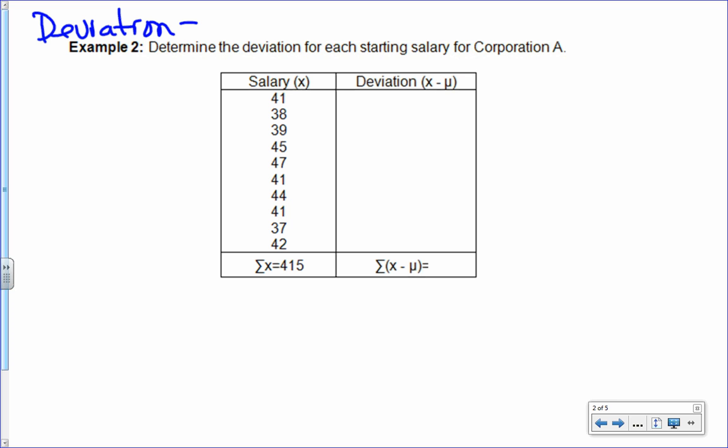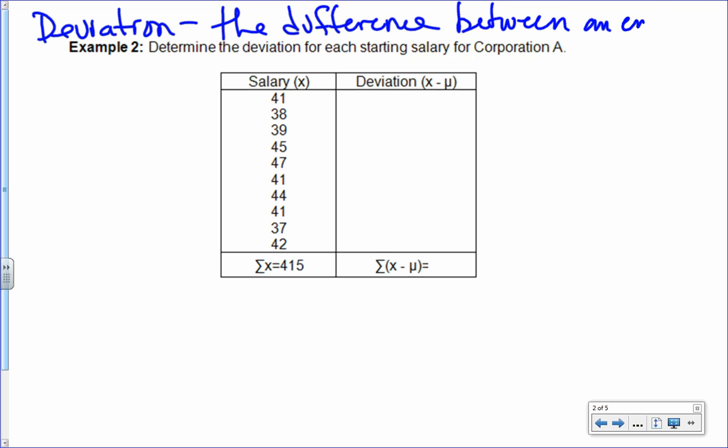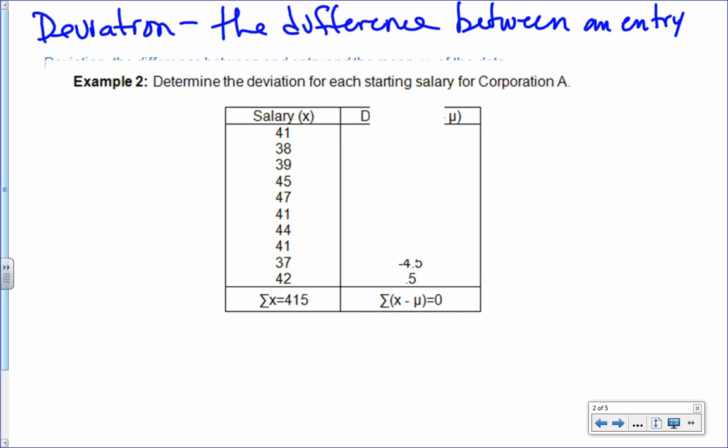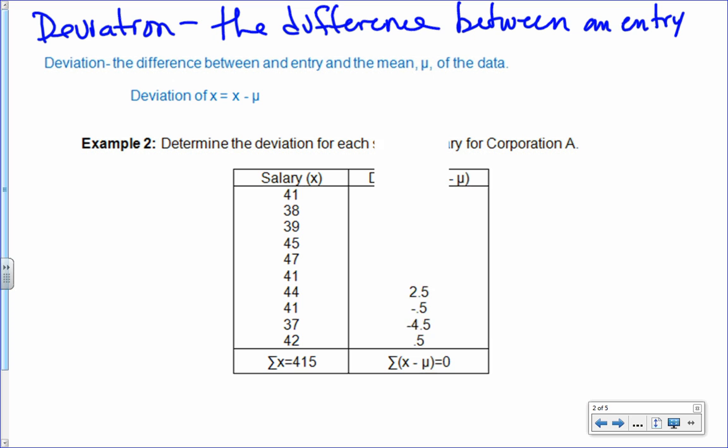Deviation. Okay. Here they call it the difference between an entry, oh, it's right there. Found it. That was weird. All right. Deviation, the difference between an entry and the mean, again, mu of the data.